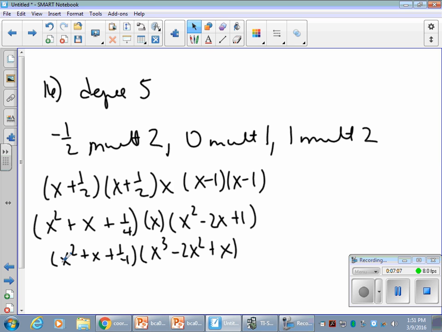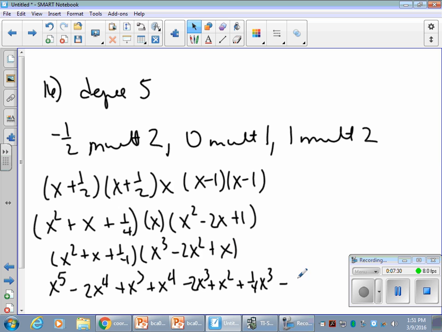Okay, now I'm going to do everything here times everything here. So that's going to be x to the 5th minus 2x to the 4th plus x to the 3rd. That's x squared times all three. Do x times all three. That's x to the 4th minus 2x cubed plus x squared. And then 1/4 x to the 3rd minus 1/4 times 2 would be 1/2 x squared. And then 1/4 times x would be 1/4 x.